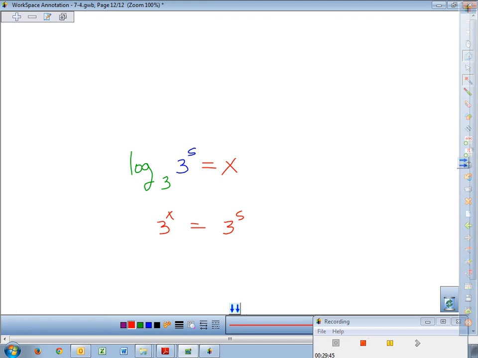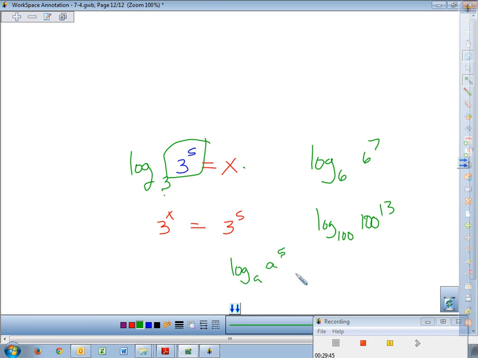x equals 5. The main question is, every time you have it written in logarithm, 3 to what power equals the argument, correct? So 3 to what power equals 3 to the 5th? What would be the answer? 5. So how about this? Log base 6 of 6 to the 7th. What does that equal? 7, right? Log base 100 of 100 to the 13th. What does that equal? 13, right? Log base a of a to the 5th. What does that equal? It's 5.